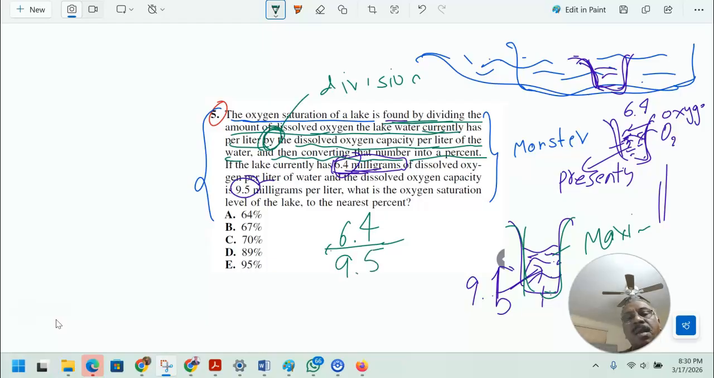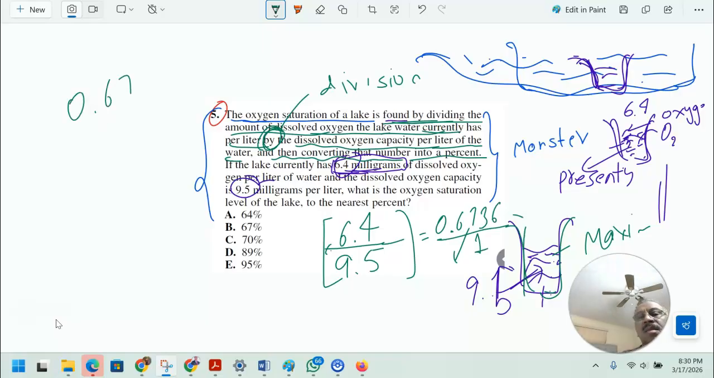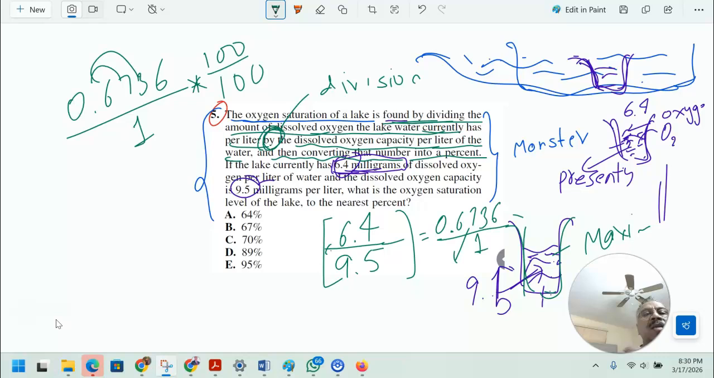See, so simple. Now, for this question, I believe they should give you a built-in calculator, and the calculator should give you the answer, 0.6736. This is relative to 1. It means if I write 0.6736 divided by 1, and then multiply by 100 because you want it in percentages, the decimal will move 2 places to the right.